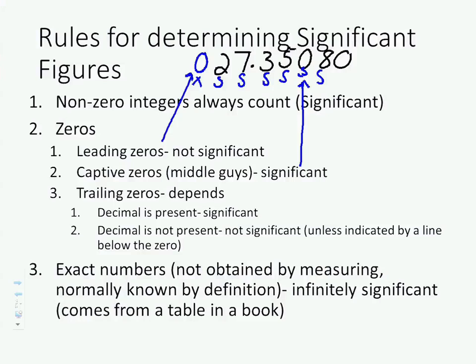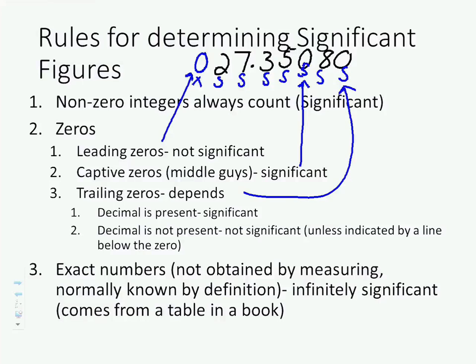And our last zero, sorry, my handwriting's bad. That last zero is called a trailing zero. So leading zeros are never significant. Captive zeros are always significant. And trailing zeros are sometimes significant, sometimes not. If there is a decimal present, then they are significant. If a decimal is not present, then it is not significant, unless you indicate it by a line below the zero. So in this case, is there a decimal present? Yes. Since there is a decimal present, it is significant.